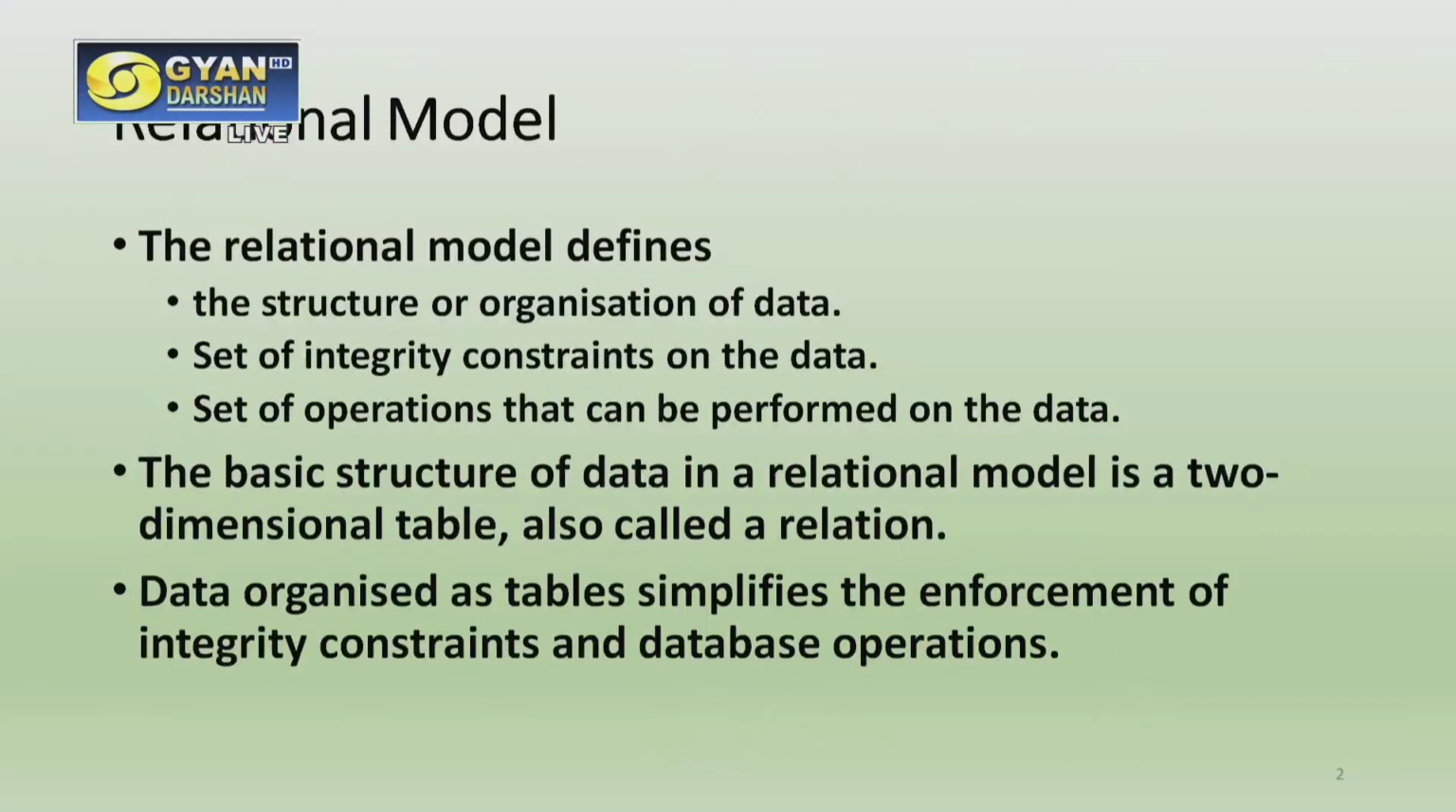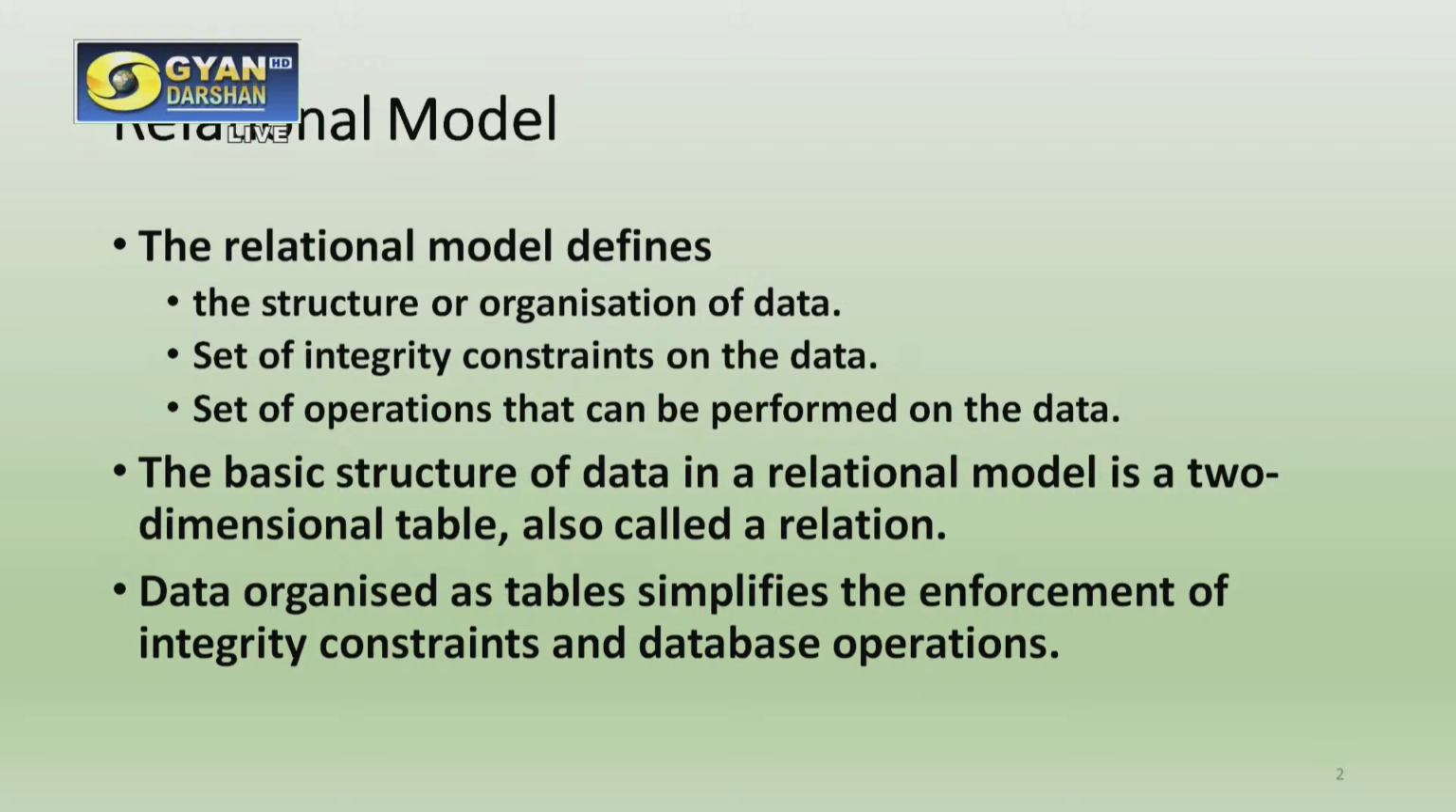The basic structure of a relational database management system is a two-dimensional table, also called a relation. So whenever we talk about a relation, we are basically talking about a two-dimensional table. And data organized as a table simplifies the enforcement of integrity constraints and database operations.